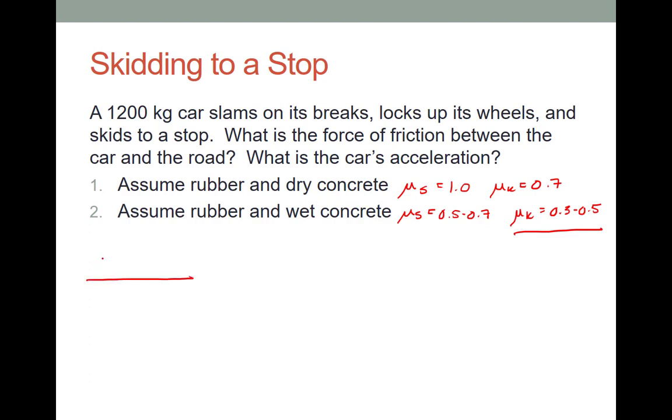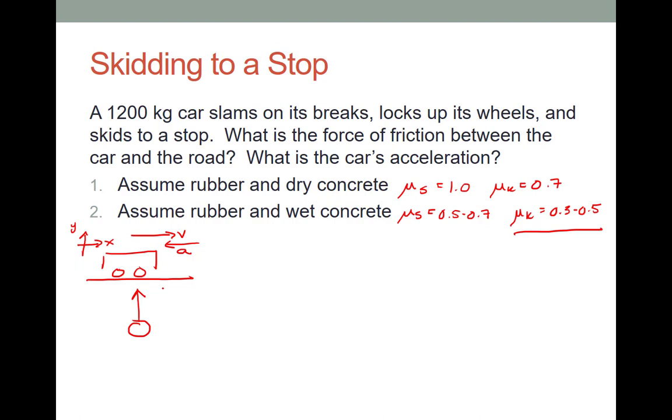Drawing a picture of what is going on. Here is my car. It is moving this direction, but because it's coming to a stop, the acceleration is in the other direction. I'm going to use a standard XY coordinate system where X is to the right and Y is upward. I can now draw the free body diagram of my car.